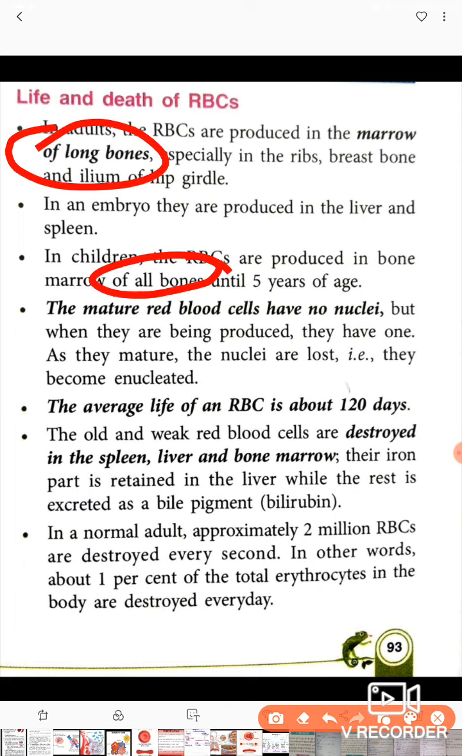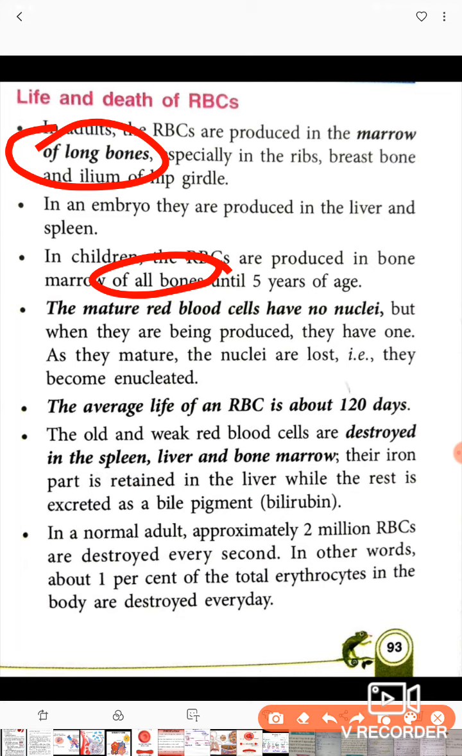Okay. Mature RBCs don't have any nuclei. But when they are produced, they have nuclei. When they mature, they lose the nuclei and become enucleated, meaning without nucleus. The average lifespan of the RBC is 120 days. So after 120 days, they become old and weak and they are destroyed in the spleen, liver and the bone marrow.